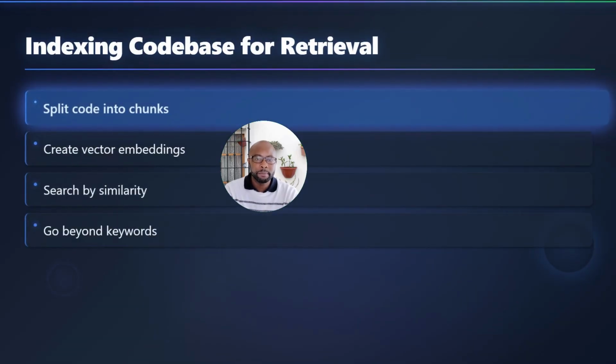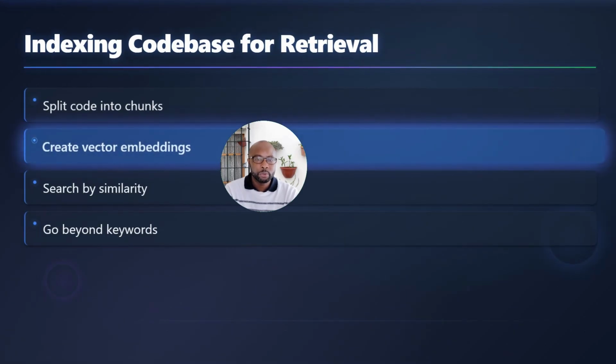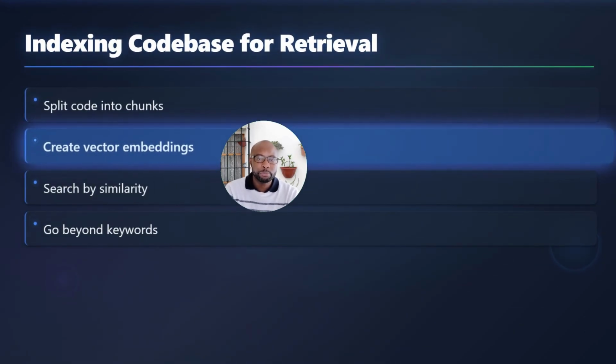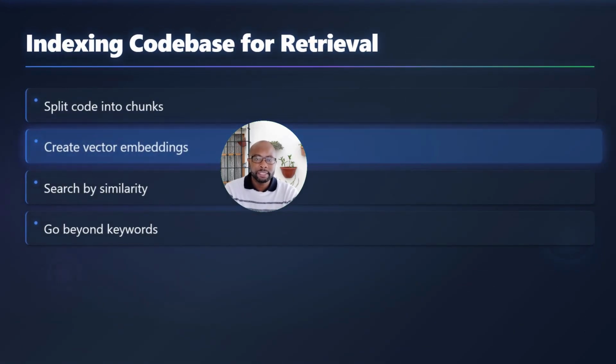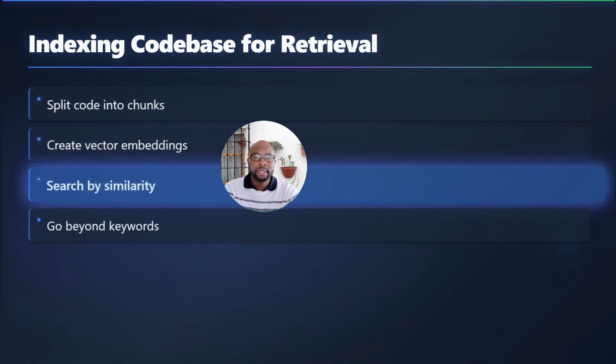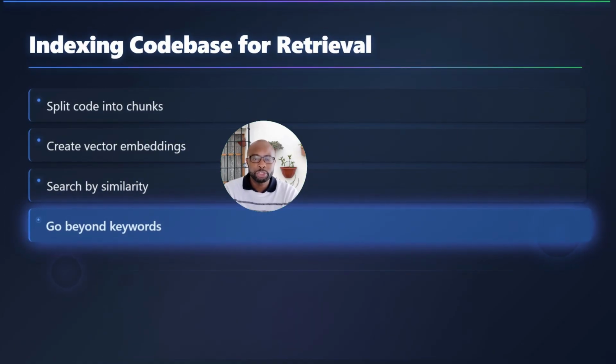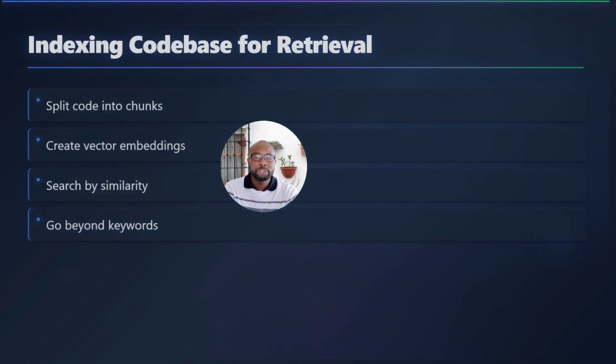Indexing your codebase means breaking it down into manageable pieces like functions or classes, then embedding those pieces into vectors. These embeddings let your retriever quickly find relevant code by similarity, not just keyword matching. This is the foundation of RAG search.